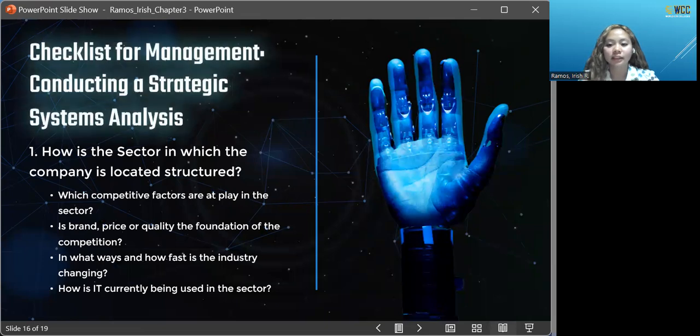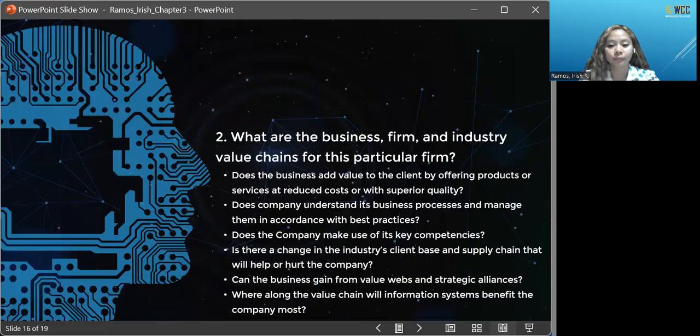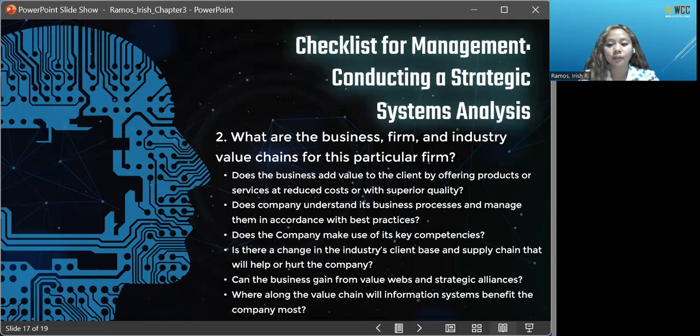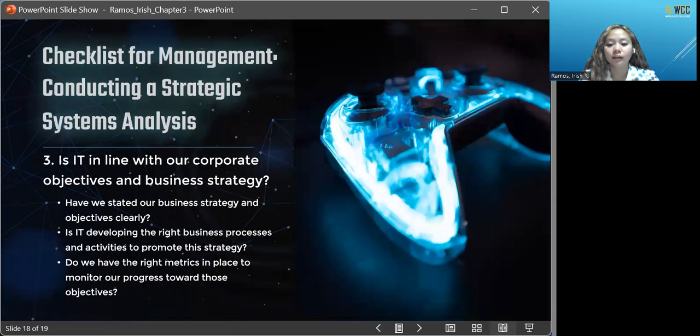Managers must conduct a strategic systems analysis to integrate IT and leverage information systems for competitive advantage. Managers should ask the following questions to determine the kinds of systems that give their companies a strategic advantage. Number one, how is the sector in which the company is located structured? Number two, what are the business, firm, and industry value chains for this particular firm? And number three, is IT in line with our corporate objectives and business strategy?